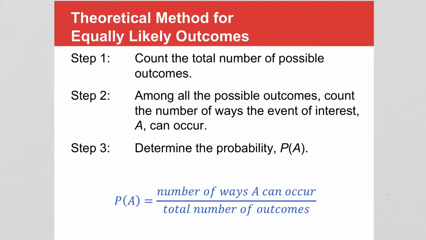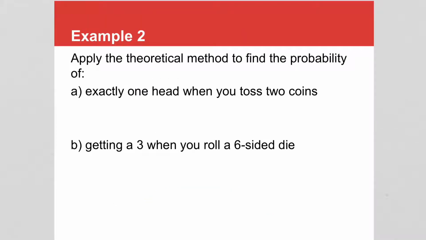The theoretical method for probability: count the total possible outcomes. Among all the possible outcomes, count the number of ways the event of interest can occur and determine the probability. So the theoretical probability is the number of ways an event can occur divided by the number of outcomes. There's two types of probability that we'll talk about. There's theoretical and empirical.